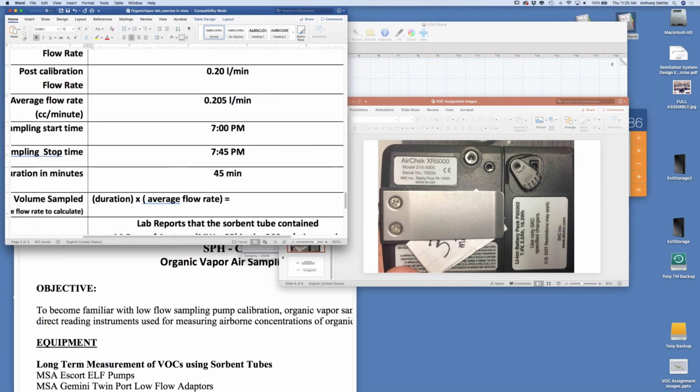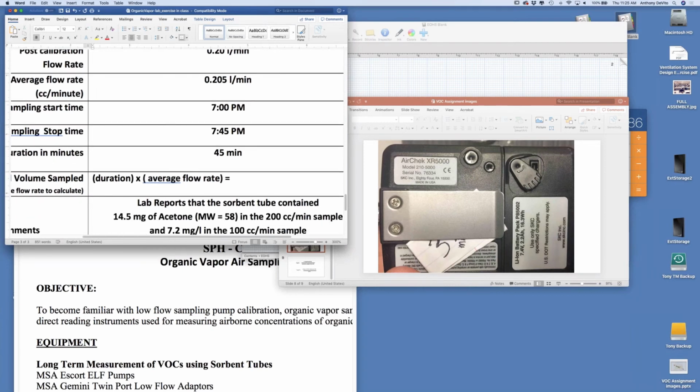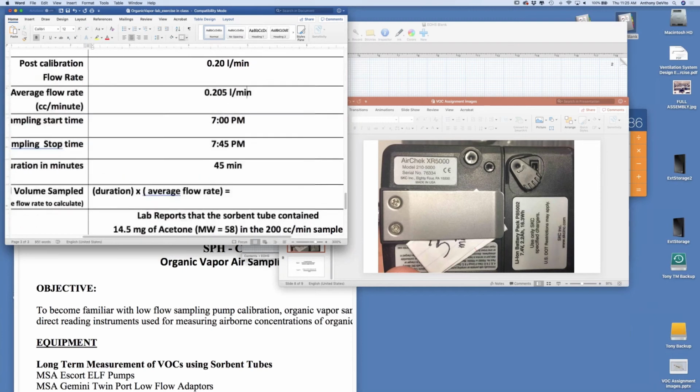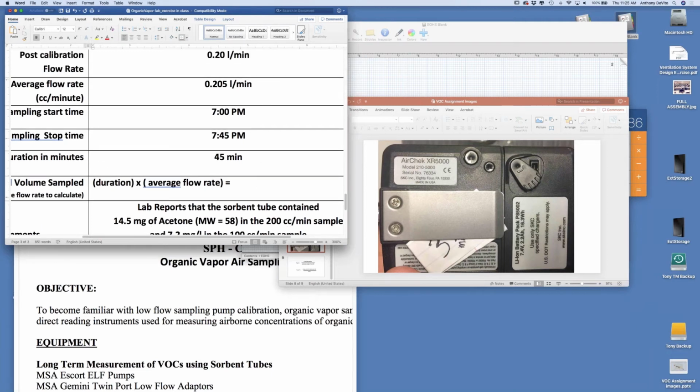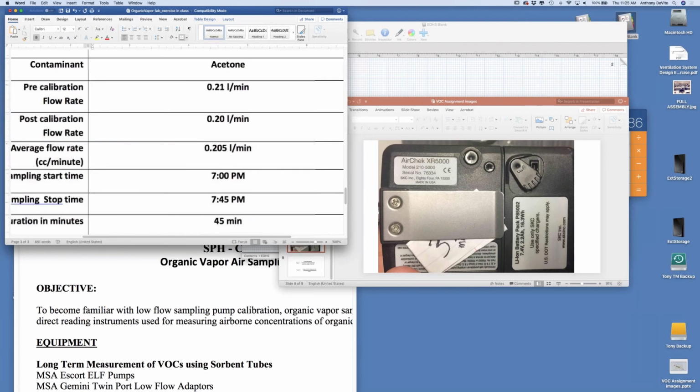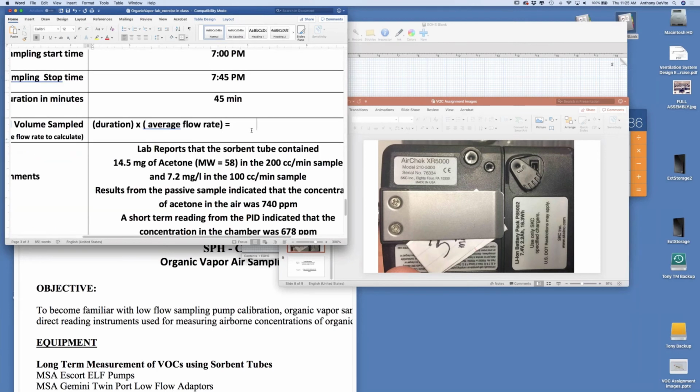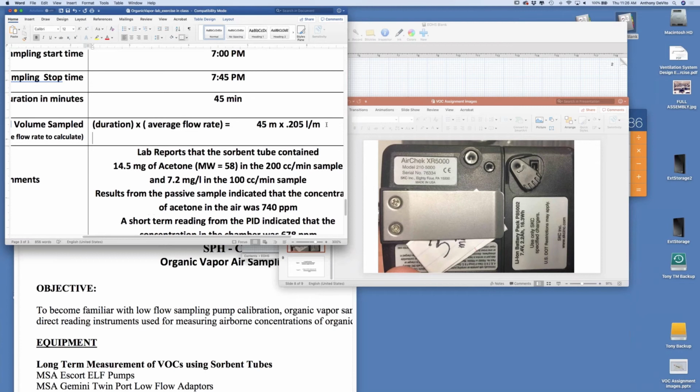We sampled using a simulated environmental chamber. We sampled that work area for 45 minutes, from 7 o'clock to 7:45. And then we determined what our actual sample volume was. Since the average flow rate was 0.205, the average of pre-calibration and post-calibration, the sample volume is equal to 45 minutes times the flow rate, in other words 0.205 liters per minute. You can see that minutes cancel out.